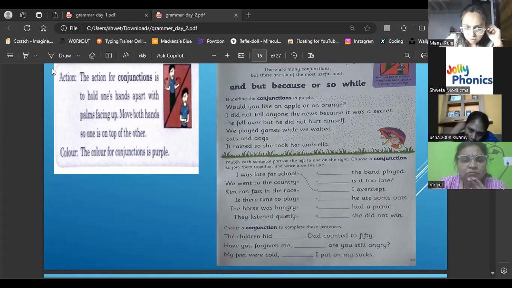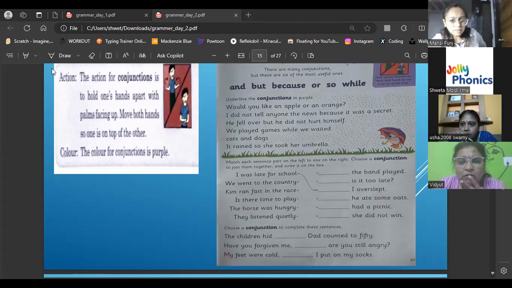They listened quietly. And the band played. They listened quietly because the band played, right? While the band played. Yes. Because the band played.